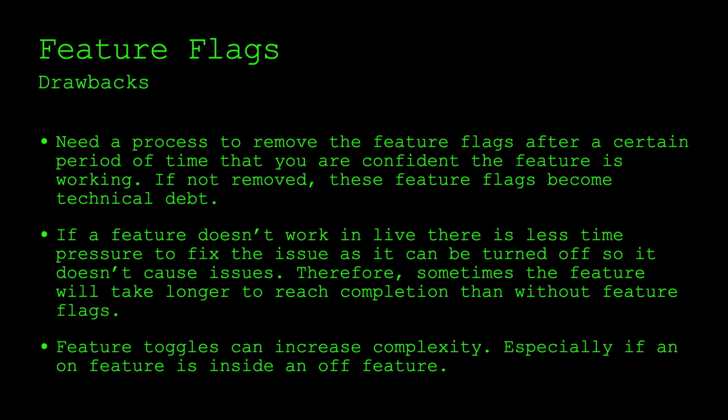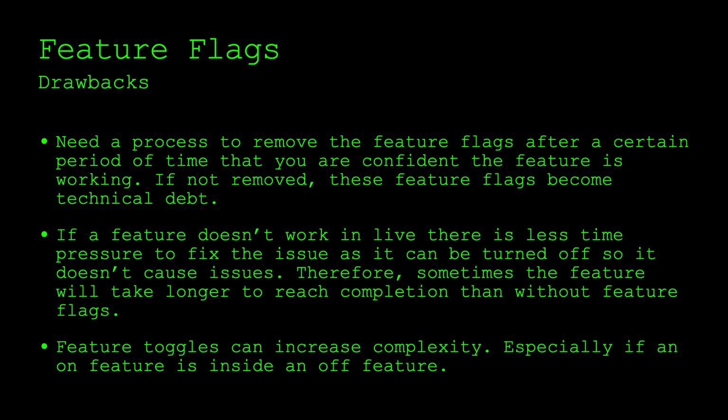And if a feature doesn't work in live, sometimes there's less time pressure to fix the issue, as it can just be turned off so it doesn't cause issues. So no one's really noticing the problem, so no one's complaining. So sometimes the feature will take longer to reach completion when they've got feature flags if they've got an issue, because there'll be less motivation to drop what you're currently doing, solve that problem, and fix the actual feature that you're already meant to have gone live with. It's also always dependent on what that actual feature is and how important it is to the business. But I find that sometimes you can be less motivated to do the fix for the feature.